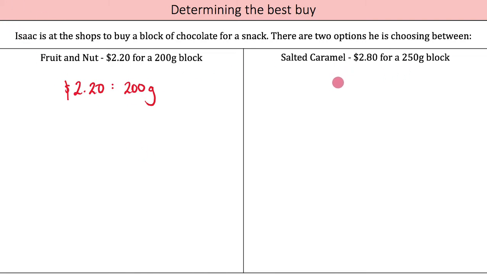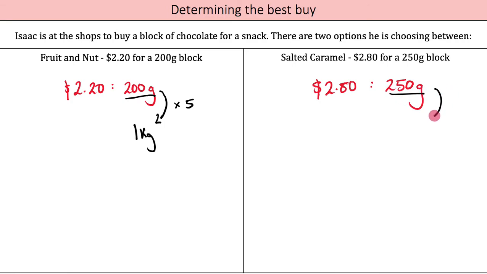Well, let's come and look over here and see what we've got. Here we've got $2.80, and that's for a 250-gram block. Now, this is where maybe 1 or 2 people really impressed me on the pre-test by getting this correct. What they realized is, we're not going to find it per gram. We're going to find it per kilogram, because they knew that 200 and 250 can be easily converted to kilograms. We know there's 1,000 grams in a kilogram. So if I take this 200 and multiply it by 5, it becomes 1 kg. And if I take 250 grams and times it by 4, it becomes 1 kg.